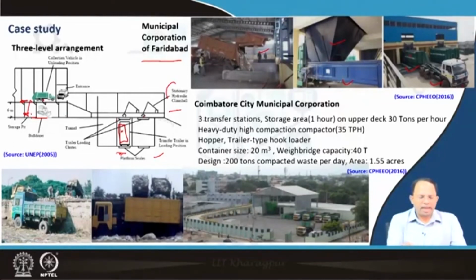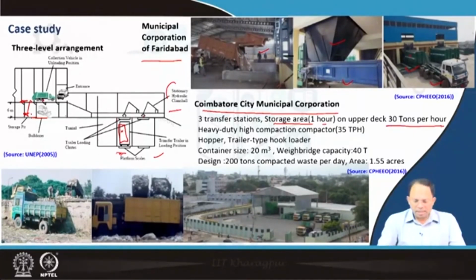Now, the second case study is about Coimbatore City Municipal Corporation. Here in Coimbatore, they have set up 3 transfer stations, and the storage area that they have created in this transfer station is for 1 hour, peak hour of course, and it's on the upper deck. So it's a split level site, and it's on the upper deck, and the capacity is 30 tons per hour. So that's the area of storage.